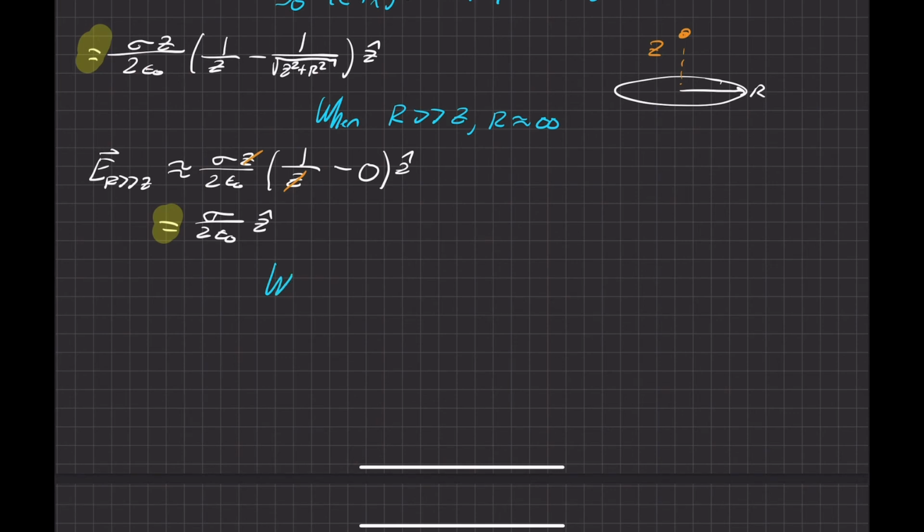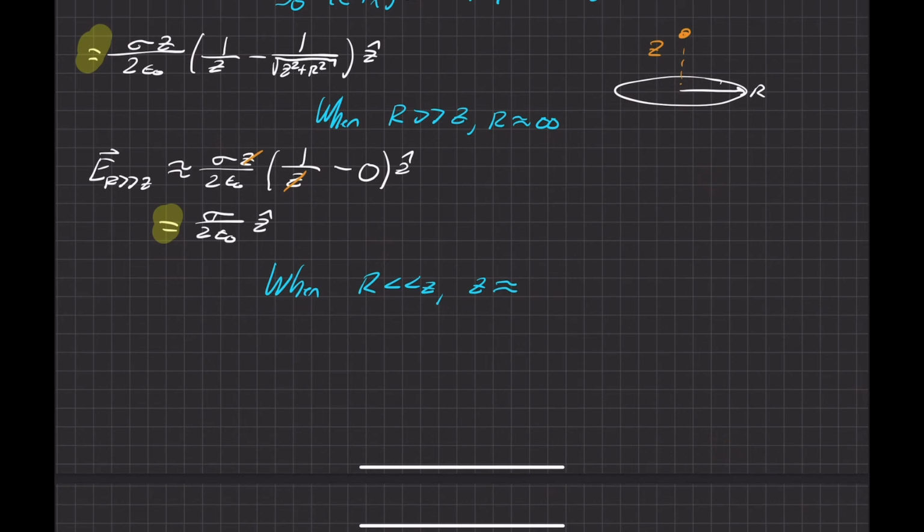When r is much less than z, or if z is much greater than r, that just means that if we have that disk, and we just keep moving the charge further and further away, it's going to look smaller and smaller until all the way out here. And the charge is just going to look smaller and smaller.